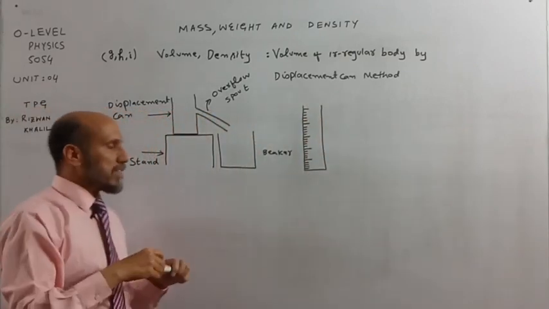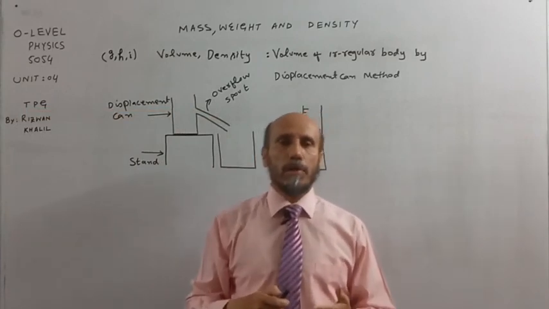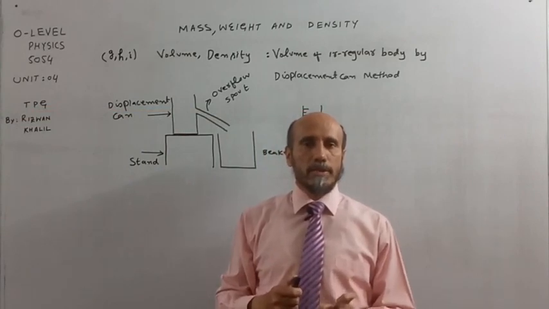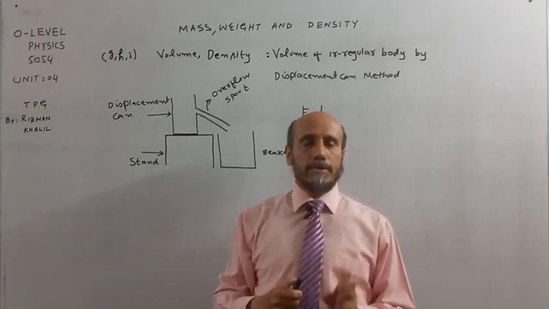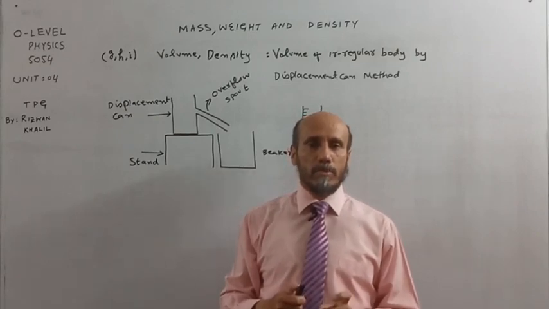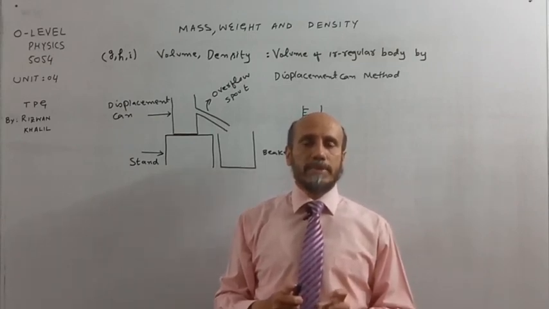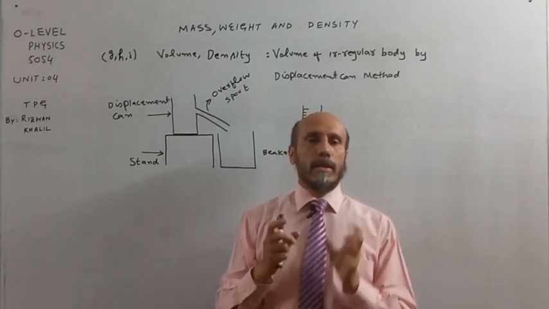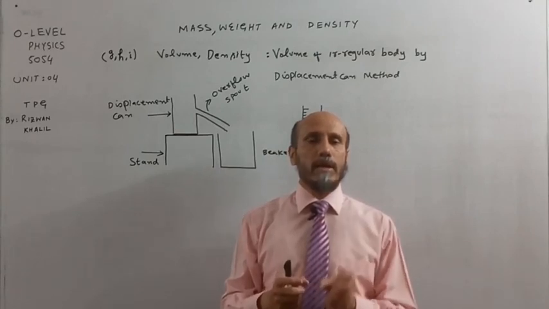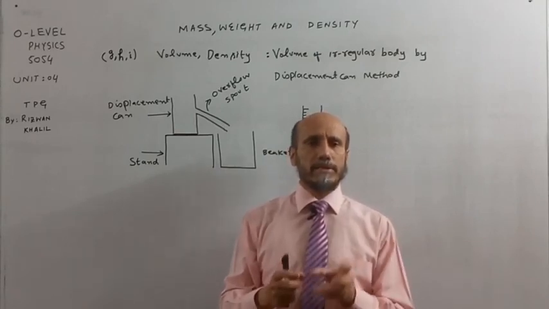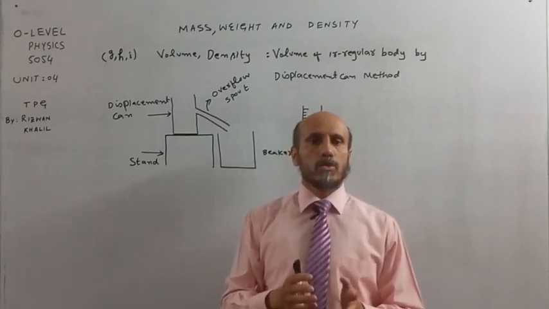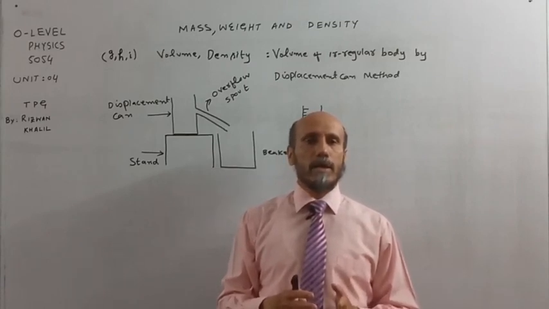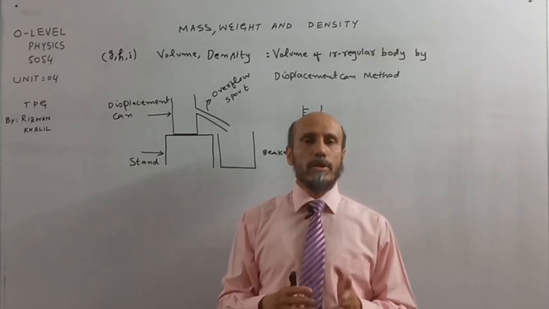Why do we use the displacement can method to find the volume of irregular bodies? The reason is that if the objects are smaller in size, then we can use the measuring cylinder directly to find the volume of irregular bodies. But if the irregular objects are larger in size, then we have to use the displacement can method, because larger objects cannot be immersed in the measuring cylinder, as usually a measuring cylinder is of a smaller size. So this is the reason we use the displacement can to measure the volume of larger irregular shaped bodies.